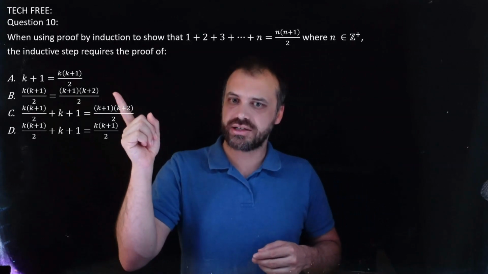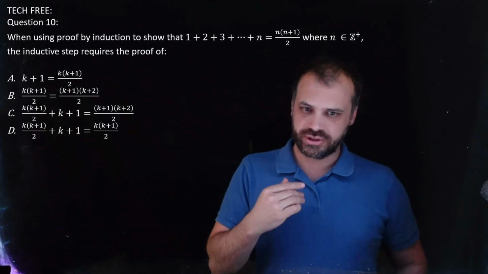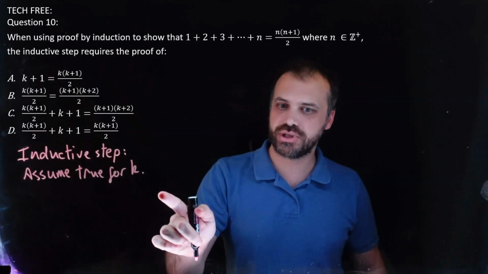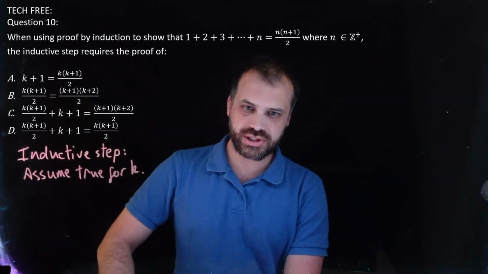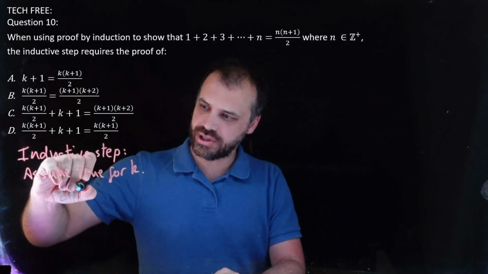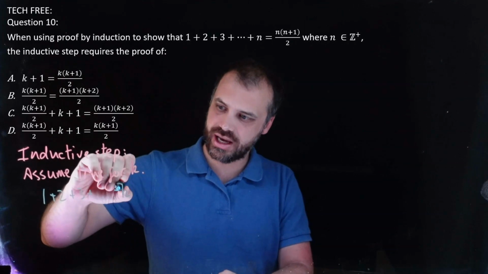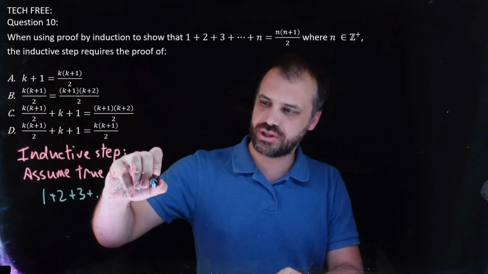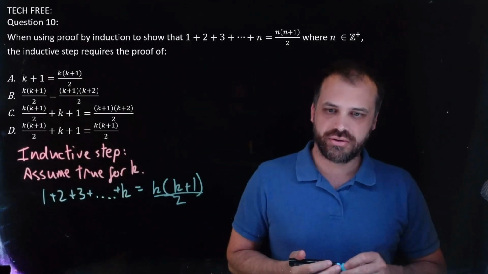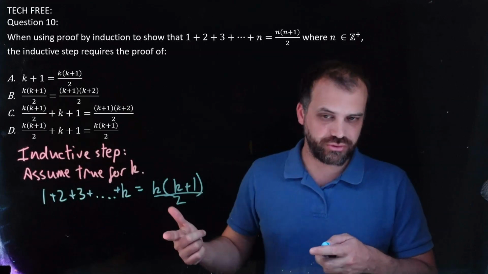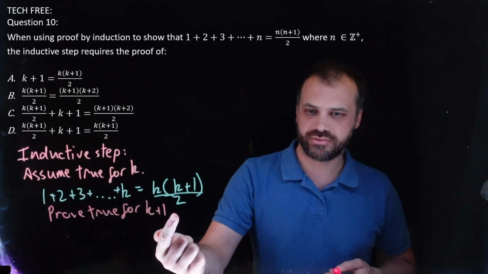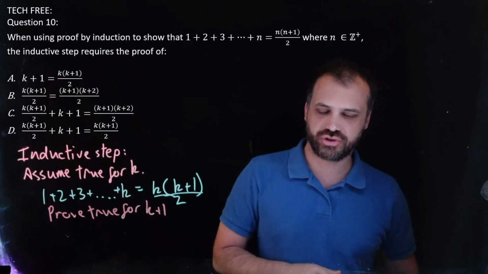It says the inductive step requires the proof of. So let's write the inductive step out. The inductive step says that we should assume that it's true for k. So in this particular question, it means that we're assuming that 1 plus 2 plus 3 plus ... plus k is equal to k(k+1)/2. That's not what we have to prove. What we have to then prove is that it's true for k+1. So assuming this, we prove that it's true for k+1.